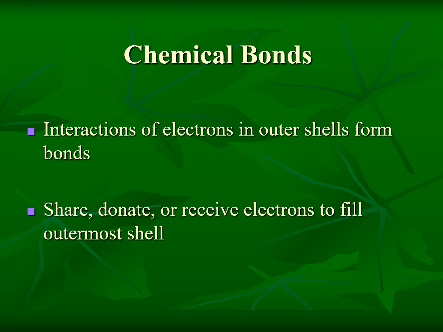Chemical bonds. These are interactions of electrons in those outermost shells. Because remember, it's only the electrons in the outermost shell that will be involved with chemical reactions. What am I talking about, interactions? Well, that means the electrons from one element, when it comes in contact with another element, either the same or different, it's either going to share those electrons, donate them, give them up, or it's going to receive electrons to fill that outermost shell.